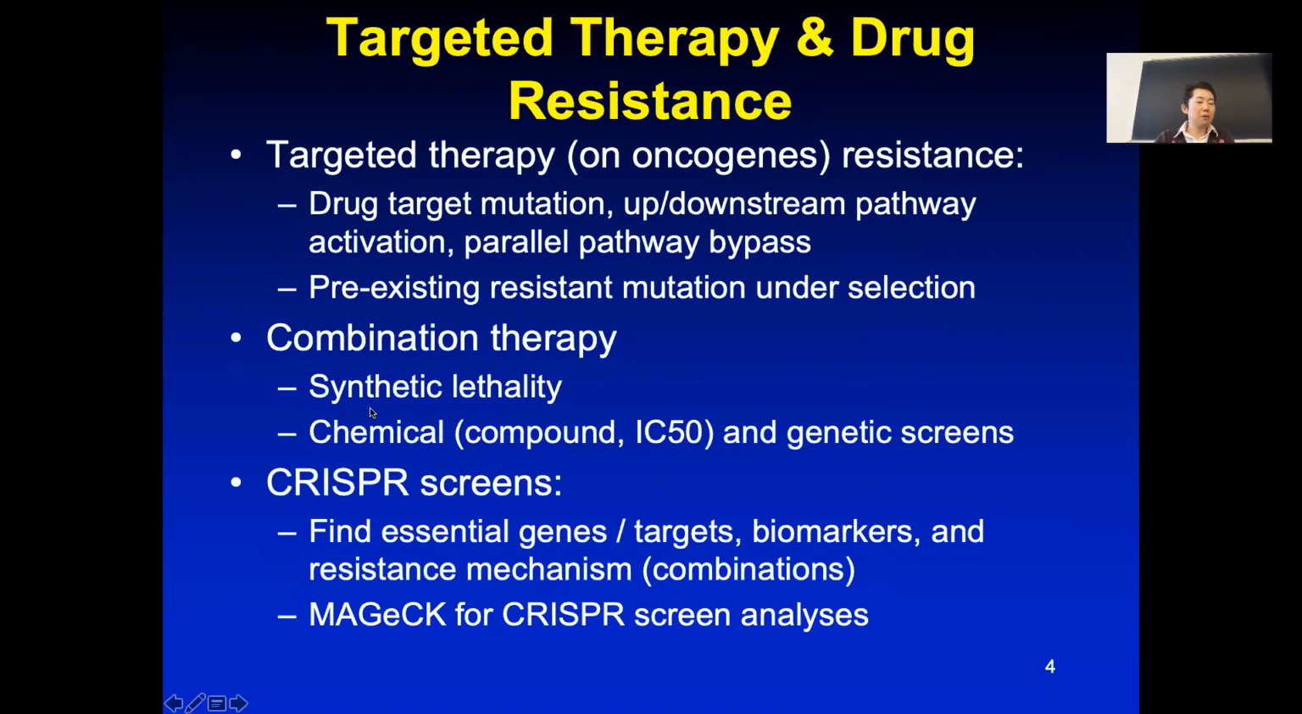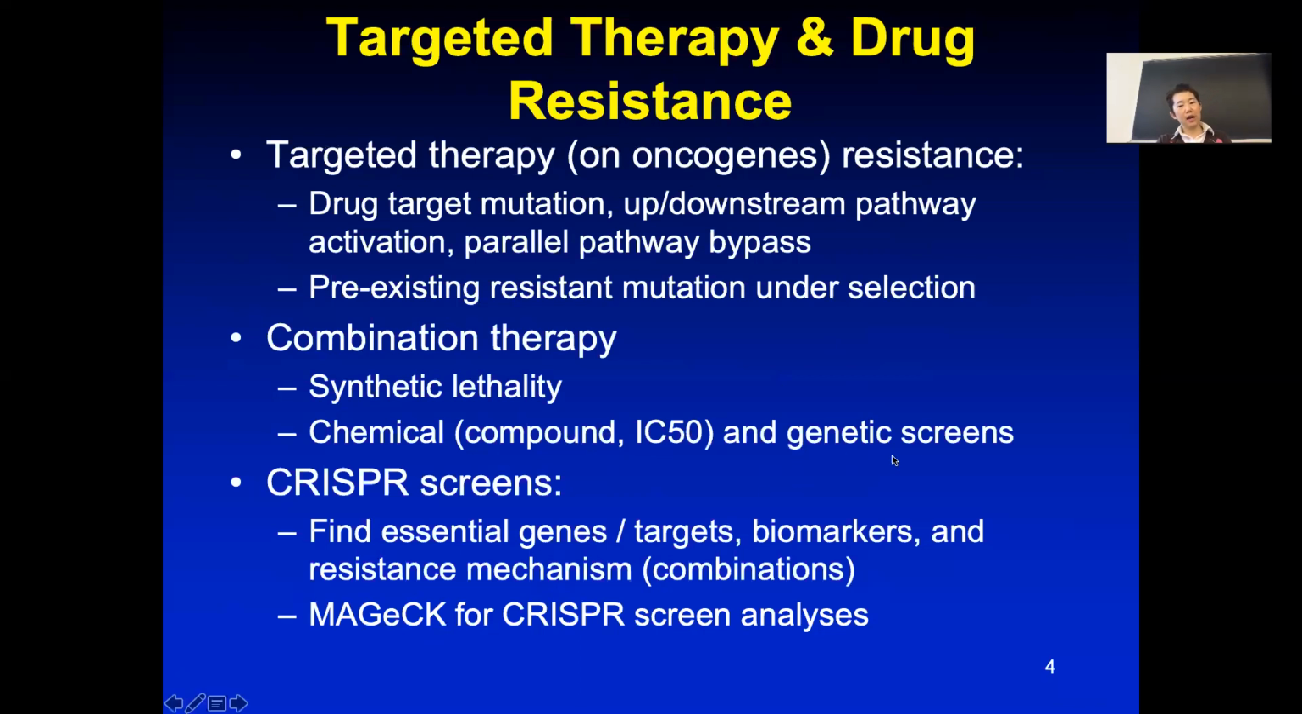And so for combination therapy, we talk about synthetic lethality. And in order to identify that, you can use chemical screens. For example, you treat like 1,000 different cancer cell lines with different compounds and see how much the cells are dying or not dying. And we mentioned that for that, you look at the IC50, which is the concentration you have to use in order for 50% of the cells to die, right? So the smaller the IC50, the more sensitive the cell is to a particular drug. And that's using one chemical against many different cell lines.